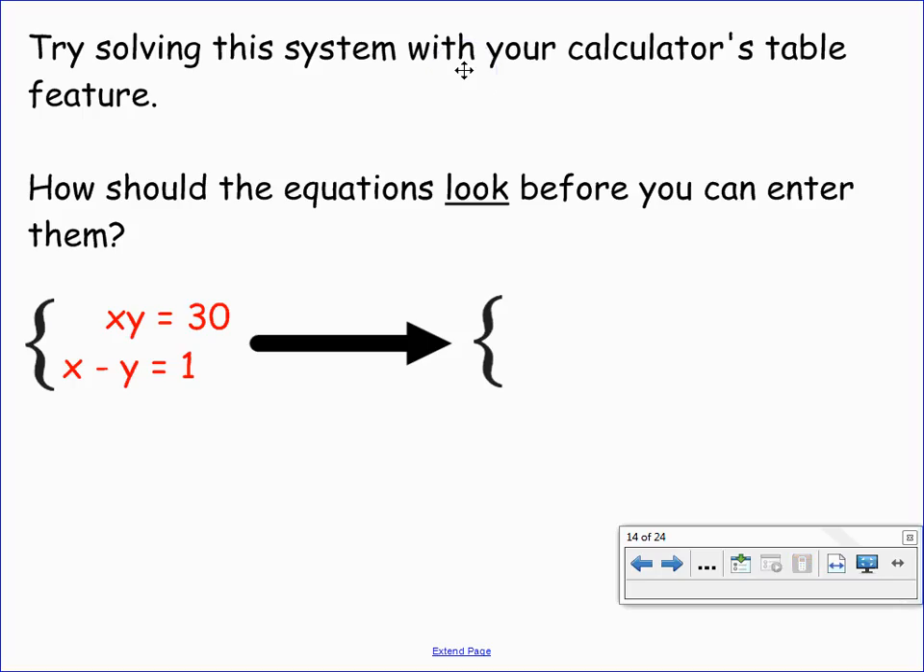Great. Let's take a look at another. Thank you, you guys. So try solving this system using your calculator's table feature. xy equals 30, and x minus y equals 1. How should these equations look before I can put them in my grapher? Logan? How do these need to look before I can enter them in my grapher?